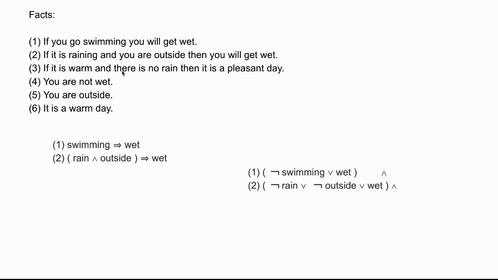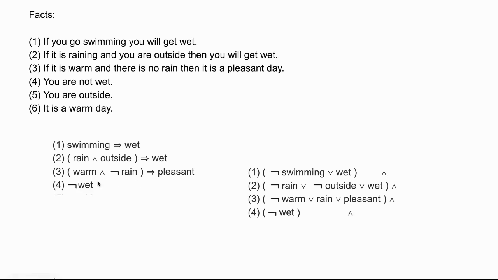The third sentence is if it is warm and there is no rain, then it is a pleasant day. Okay, so if it is warm and there is no rain, that implies it is pleasant. Again, using the same rule, we get not warm or rain or pleasant. Fourth statement says you are not wet, which is just not wet. So there is nothing much to do over here. The fifth one says you are outside. There is again nothing much to do over here. The sixth one says it's a warm day. Again, very, very simple. So it's a warm day.